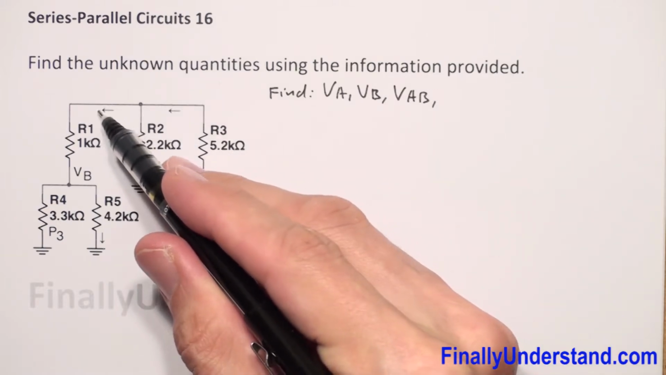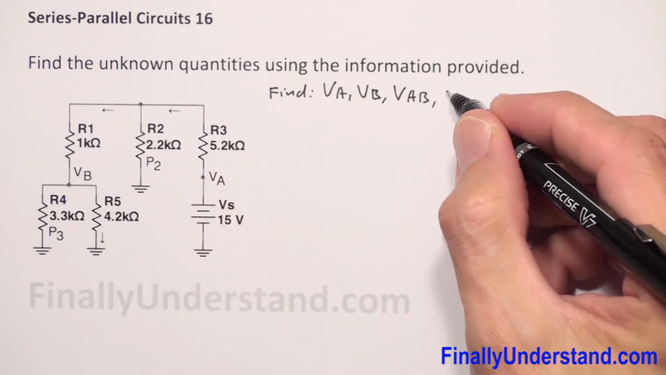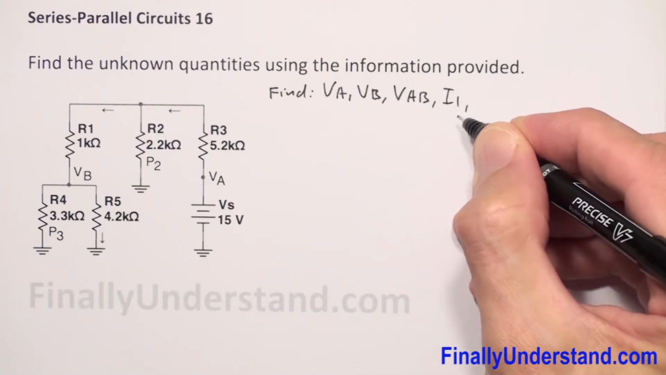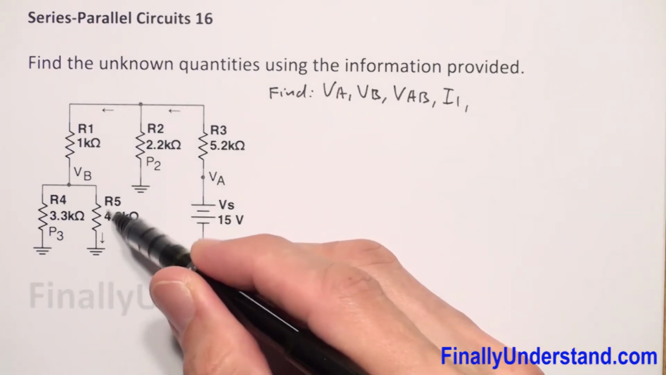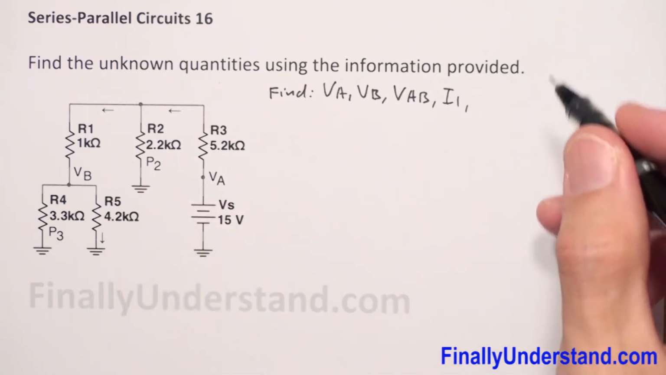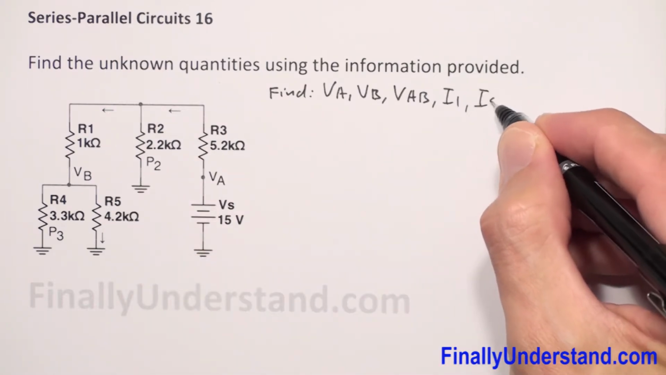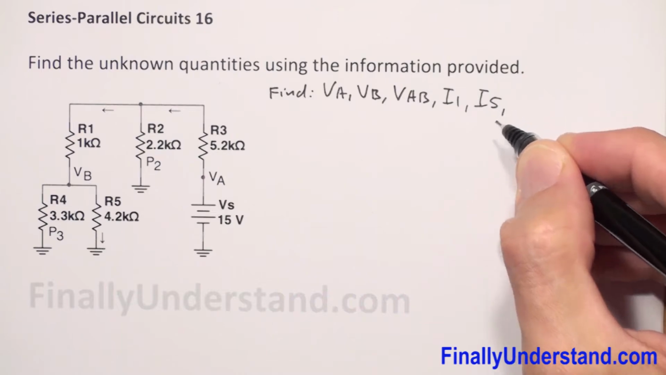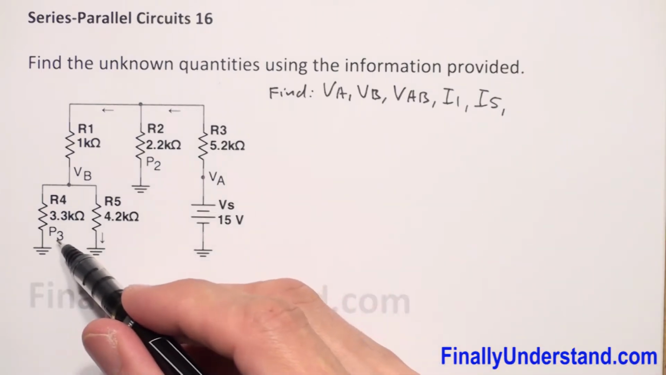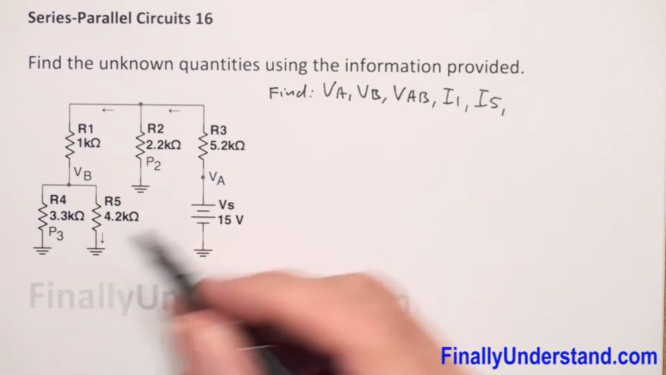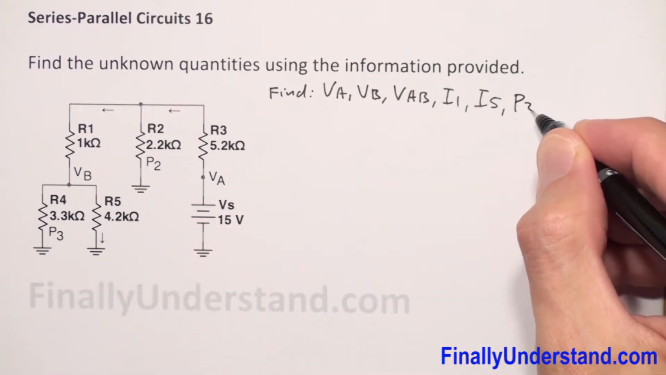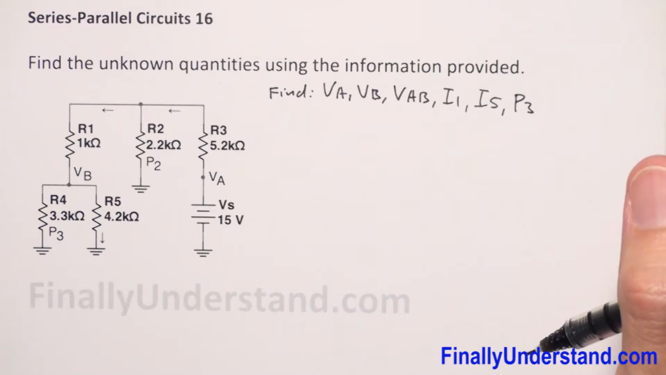We're supposed to find current I1, the current which goes through resistor R1. We have to find current I5, the current which goes through resistor R5. We're supposed to find power at resistor R4, which I call power P3. And this is basically it.